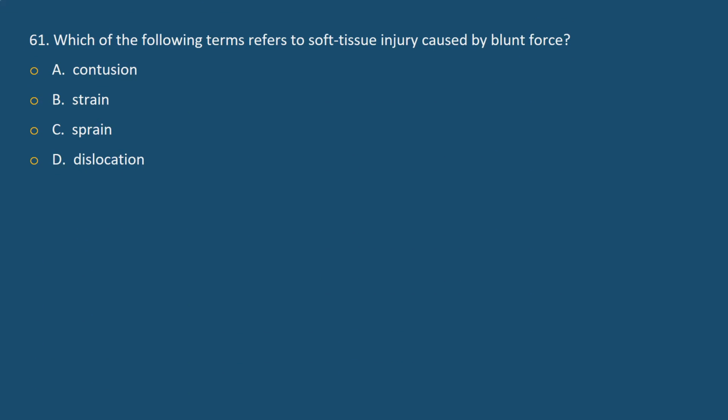Question 61. Which of the following terms refers to soft tissue injury caused by blunt force? A. Contusion. B. Strain. C. Sprain. D. Dislocation.